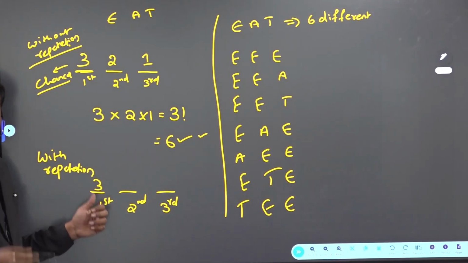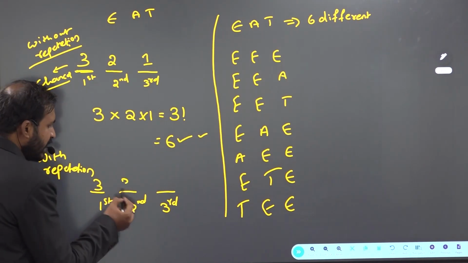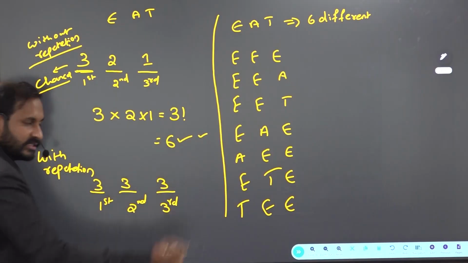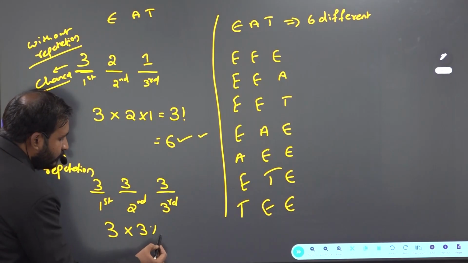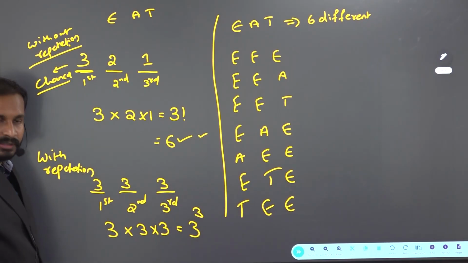If E is already used, I can use it once again. Repetition is allowed. So once again, I can take 3 chances for my second position. For the third position also 3 chances. Right? So what will be my answer now? 3 into 3 into 3, which will be equal to 3 cube.